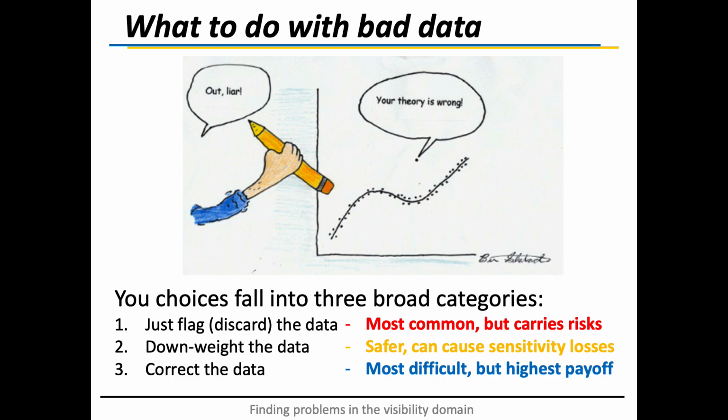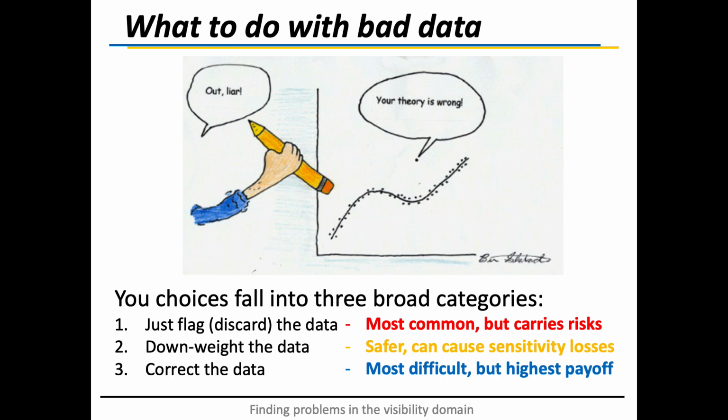Finally, you can attempt to correct the data. This is definitely the most difficult task because you both have to know that there's a problem that exists and you have to know how to fix it. But it does come with the highest payoff. If you can actually fix the problem, of course, then you've tossed no data whatsoever, and you're good to basically take everything forward as you try to analyze what you've got.